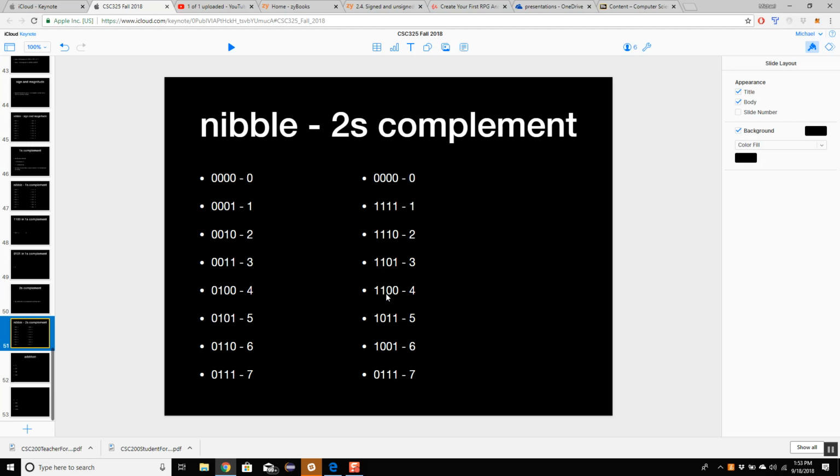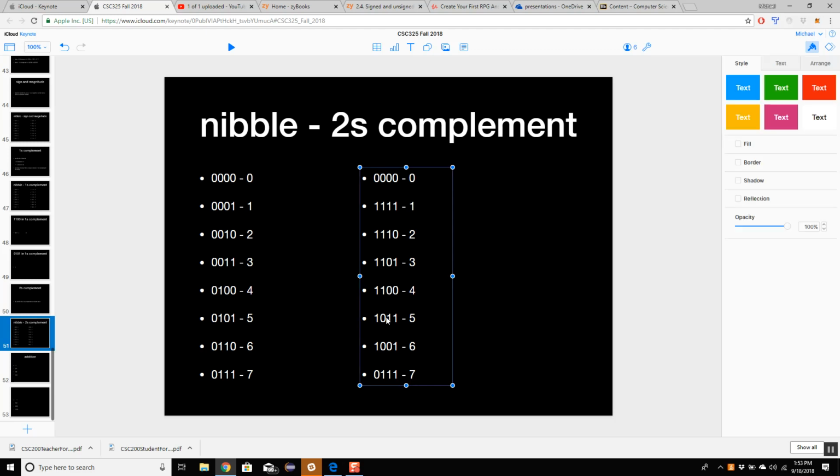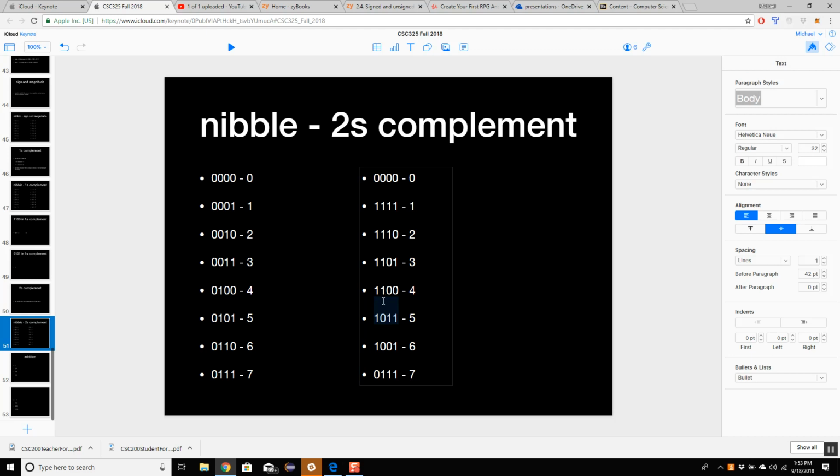Where am I at there? I've gotten lost. That's right. This is 1011. So I add 1 to that one, and I'm left with 1100.